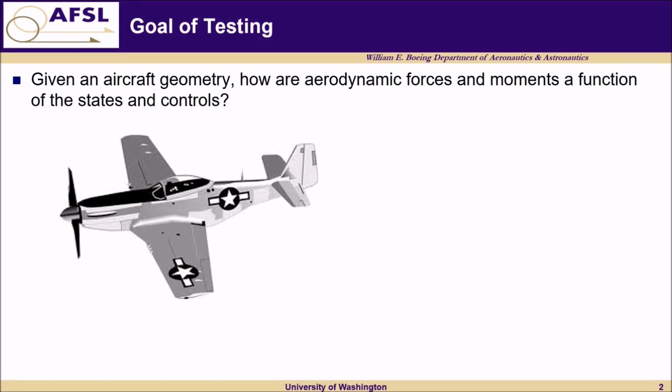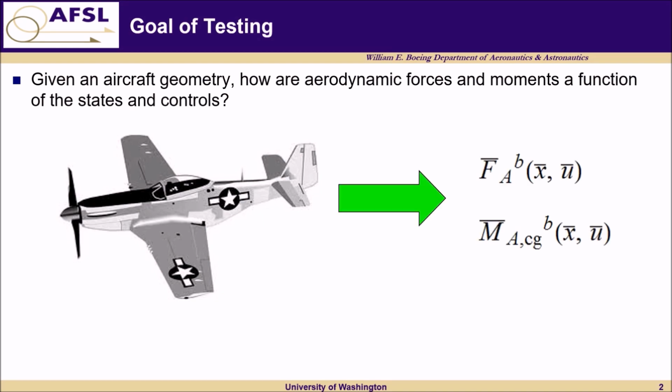So, for example, what if the angle of attack was 3 degrees instead of 2.5? And now, what if we also deflect the rudder? So, as you can see, there is a ton of data that is collected during a wind tunnel test with the ultimate goal of trying to characterize how the aerodynamic forces and moments change as a function of the states, which I'm denoting here as X, and the controls, which I'm denoting here as U.